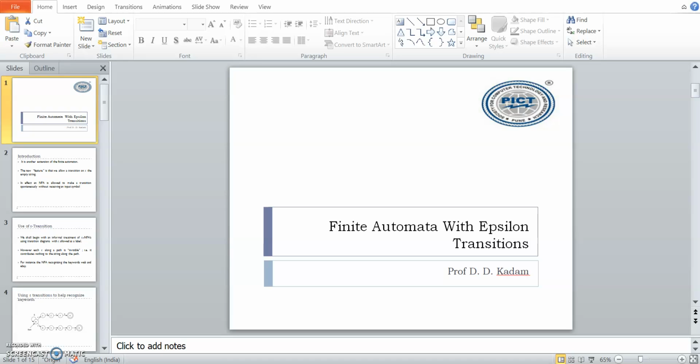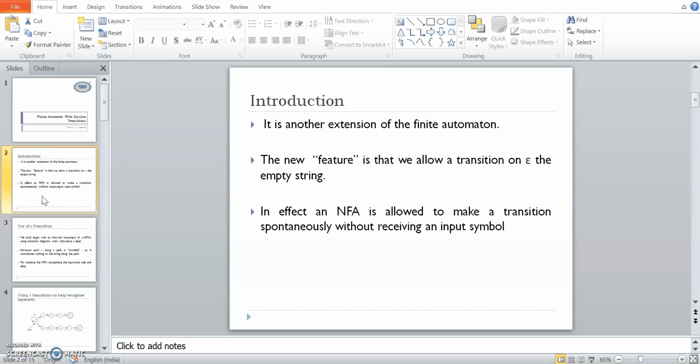Hello friends, today we are going to see finite automata with epsilon transition. Why it is used and how it is used, that we will see in the coming slides. First we'll see what is a finite automaton with epsilon.